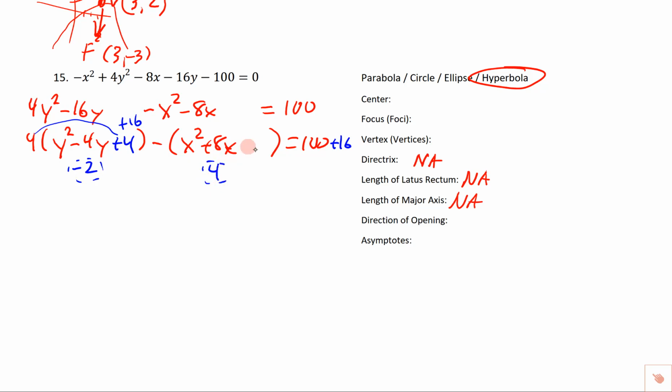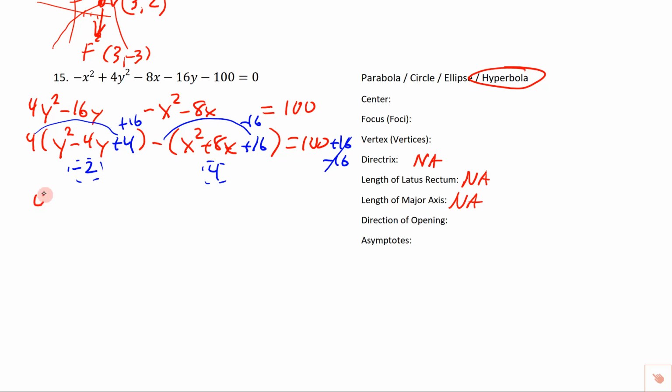I square that, so that's going to be 16 in here. But by multiplying that by the negative on the outside, what I really did is I subtracted 16. So I'm going to put a minus 16 on this side. The cool part about this is the two of those cancel out. We've still got 100 on the other side, and let's write down what we've got here.